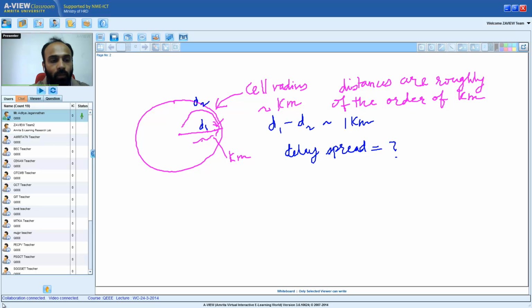Please tell me, how do you calculate the delay spread? The answer is correct, it is microseconds. How do we get that result? Can someone tell me how we get that result?